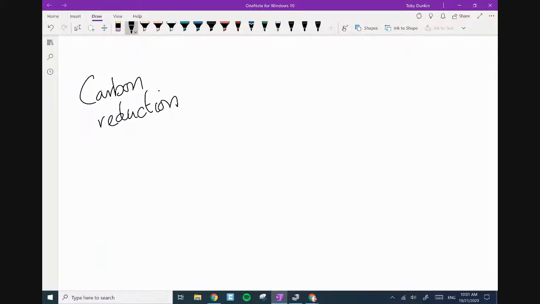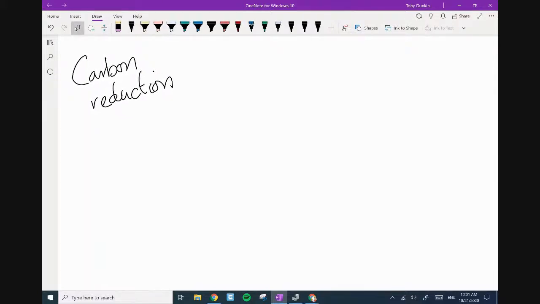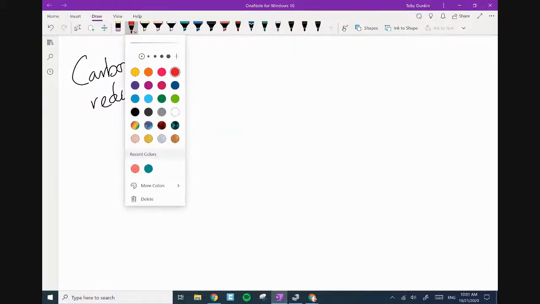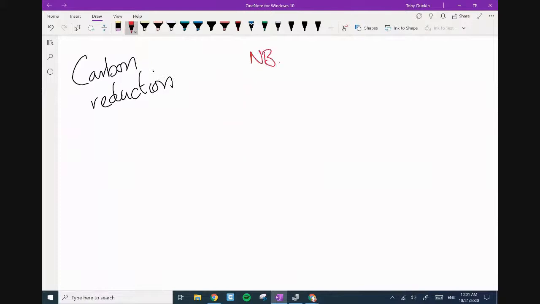Okay, so first of all, I think what I need to do is explain the word reduction. So we can do nota bene, change to red. Okay, the word oxidation. You guys have been hearing the word oxidation for years.